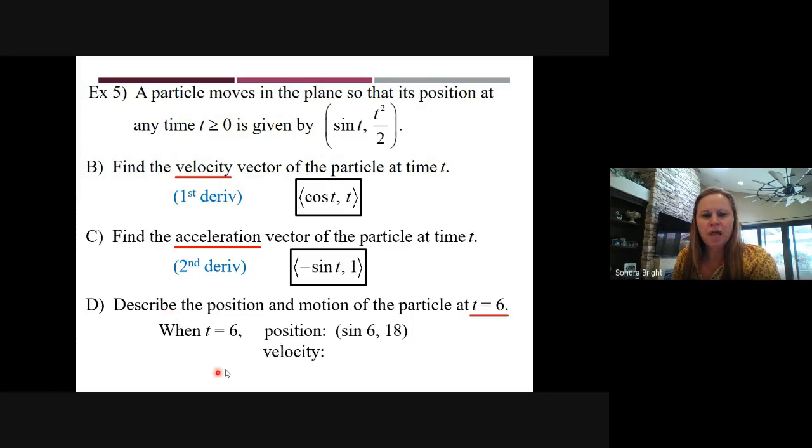The velocity, you would just plug a 6 into the velocity vector, which is cosine of 6 comma 6. Cosine of 6 is about 0.96, and then comma 6. So from that point, you're moving in a positive right direction and then an up direction, right? So you're just continuing moving in a positive direction there. But because it's cosine, we'll end up coming around and going negative also. So this will curve, do a bunch of stuff. And then acceleration is just plugging in 6 into t here, so you get negative sine of 6 comma 1.